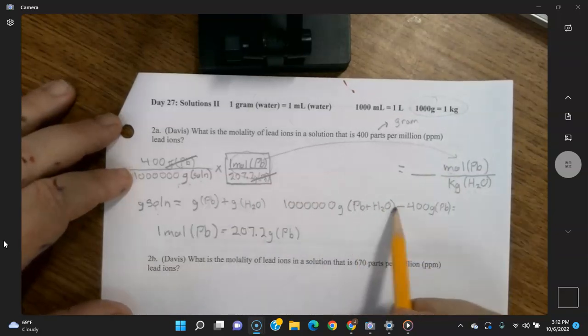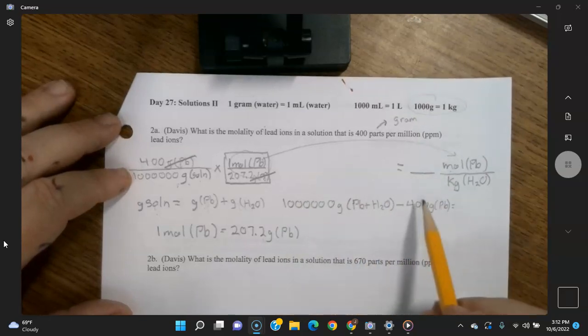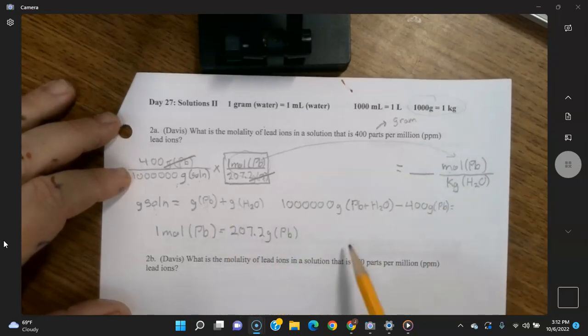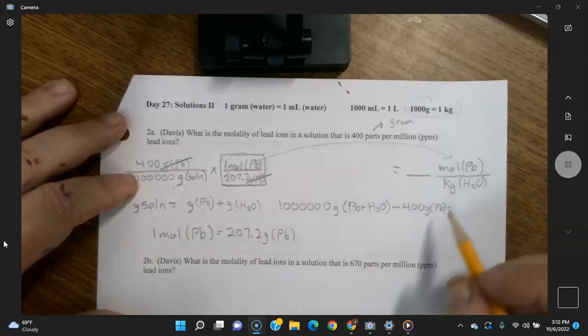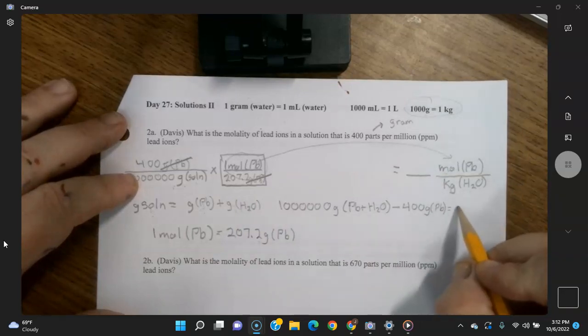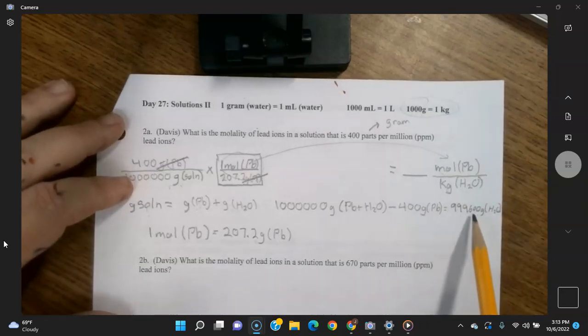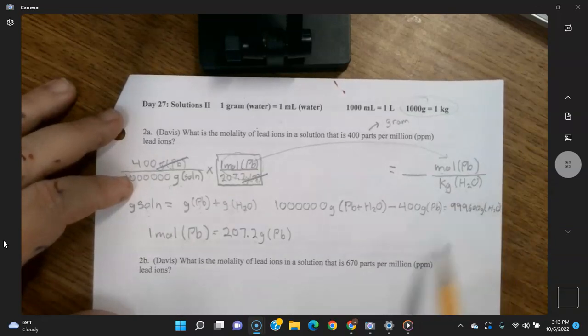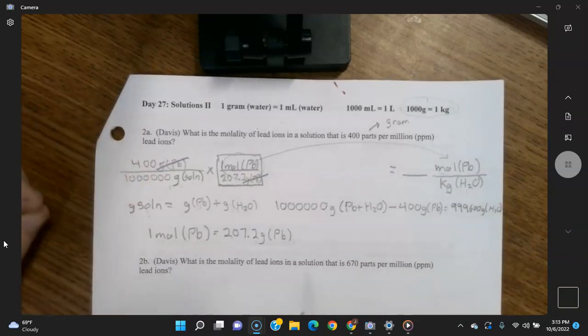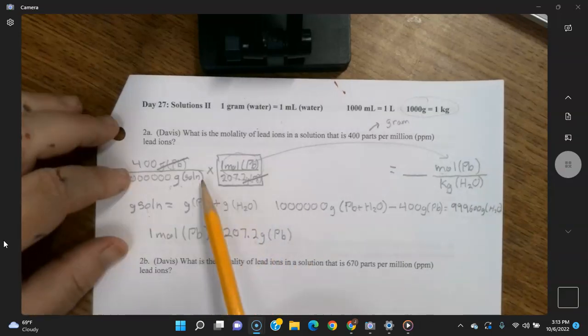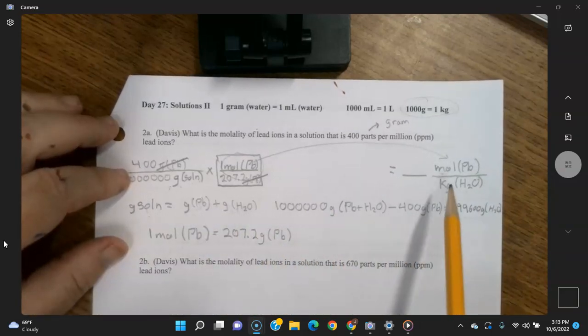So 1,000,000 grams of the solution, these two together are the solution, minus 400 grams, which we know is the lead, and that's going to give us the grams of water. Just do it on a calculator. It's going to give you 999,600 grams of H2O. So we know the grams of H2O. So we need to get from grams of solution to kilograms of H2O.